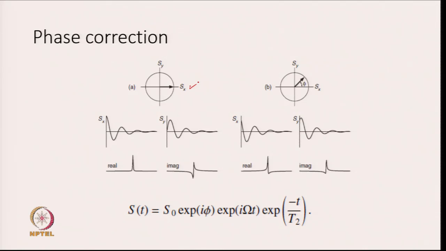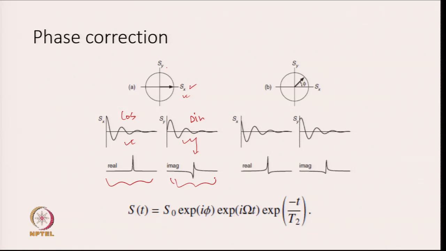I told you that you can get signal at x, you can get signal at y. Your x signal will be cos modulated, whereas the y signal will be sin modulated. So, the signal at x versus time will look like this, the signal at y versus time will look like this, because this is sin modulated, this is cos modulated. And when you do Fourier transformation, this will give you a real signal, and this one will give you an imaginary signal.